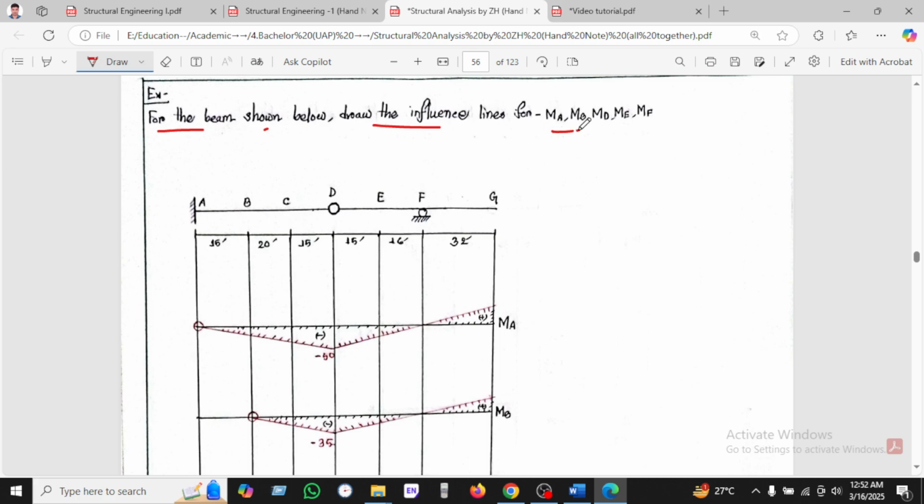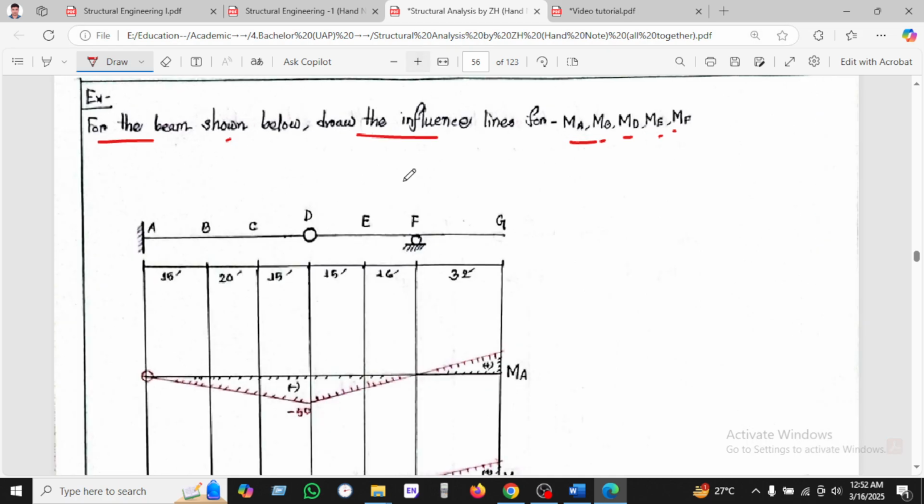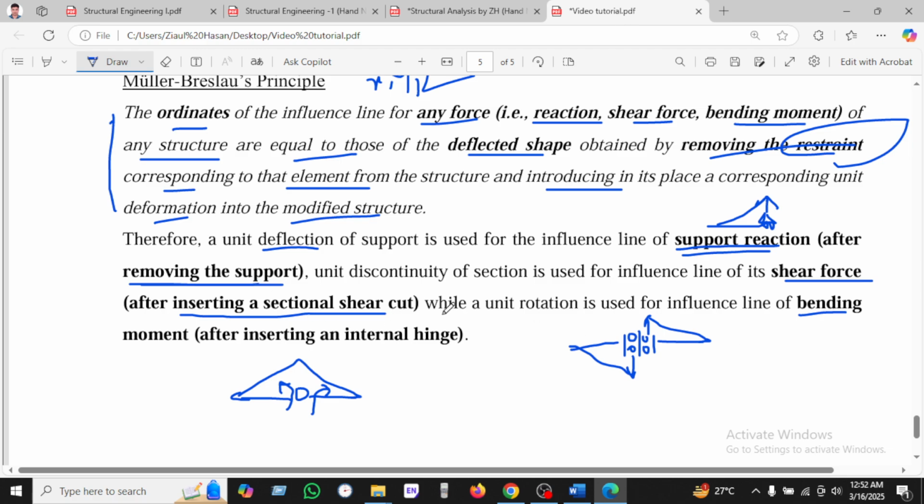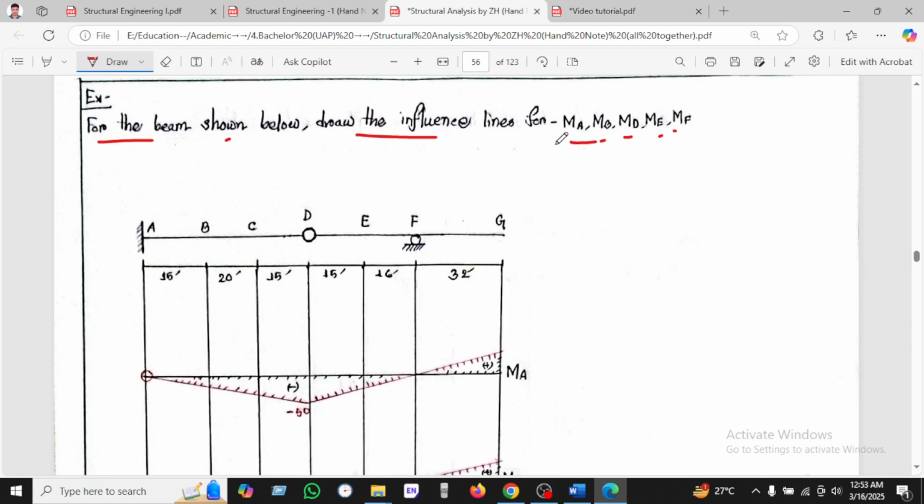Okay, this way. Another one, the last one: for the beam shown below, draw the influence line of MA, MB, MD, MC, MF. So all of the moments are here. We are using unit rotation for the influence line of bending moment after inserting the internal hinge. Okay, so let's see how we will calculate MA.